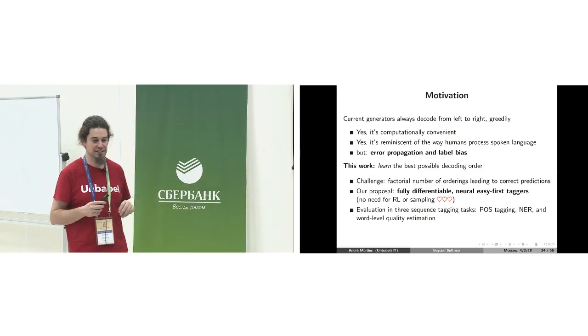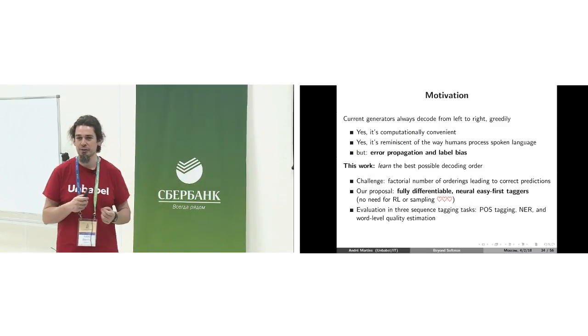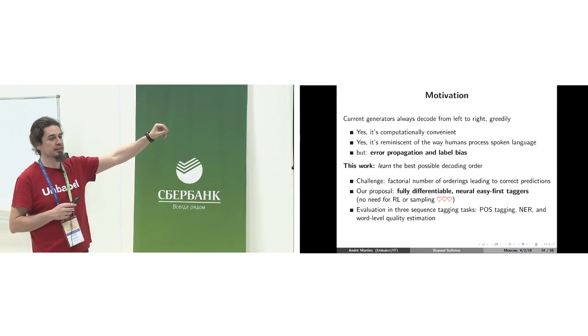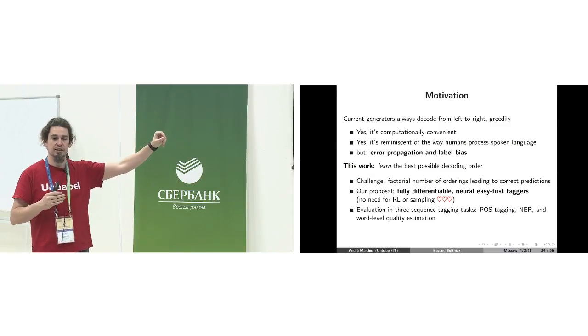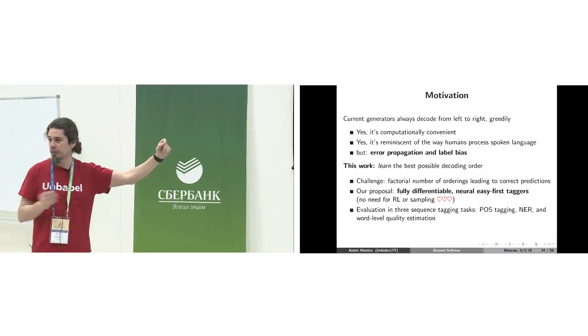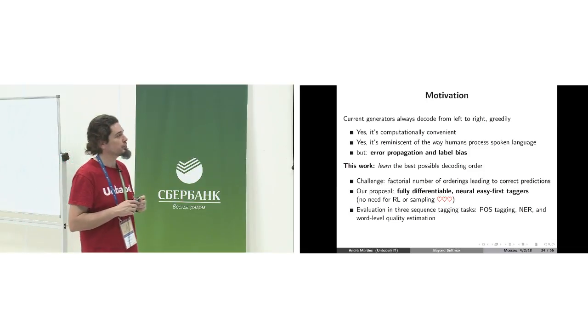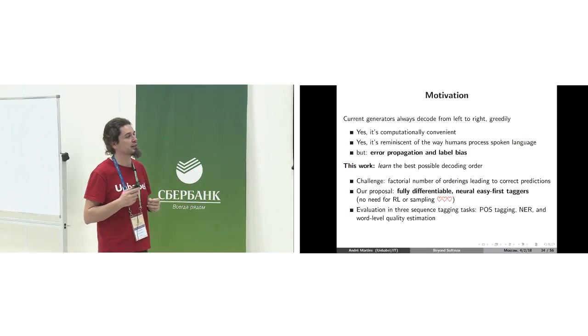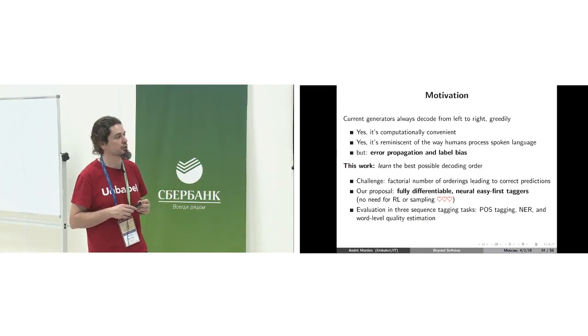I don't have anything against reinforcement learning, but it can be a little bit painful to make it work. So what we offer as an alternative here is something that is fully differentiable, so you can backpropagate all these decisions. And we're going to look at 3 tasks: part-of-speech tagging, named entity recognition, and word-level quality estimation.